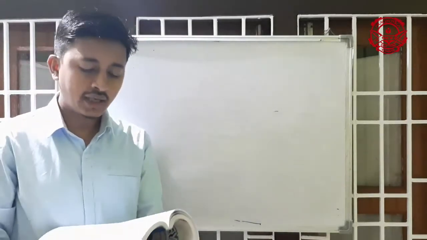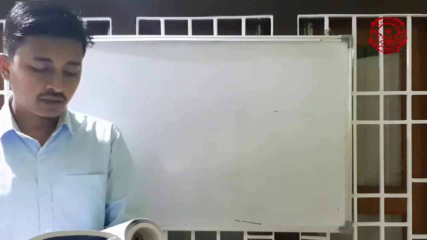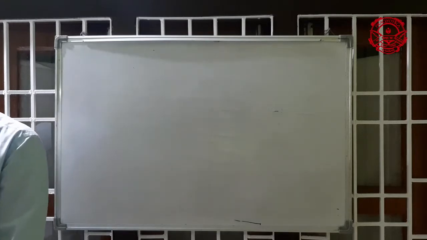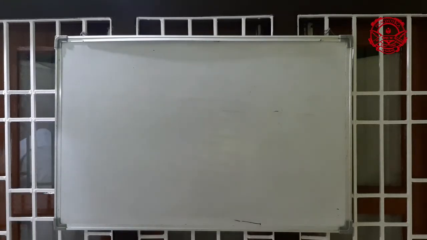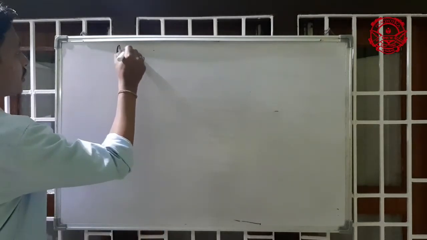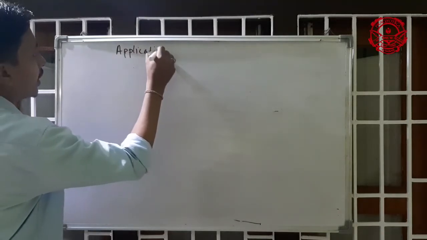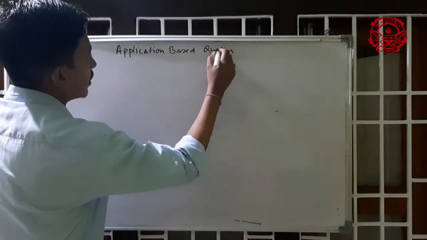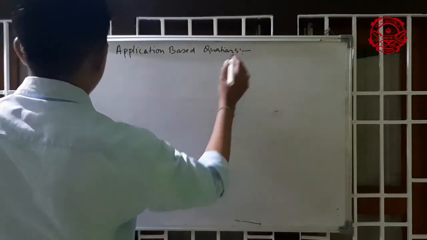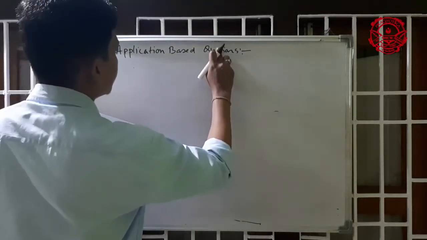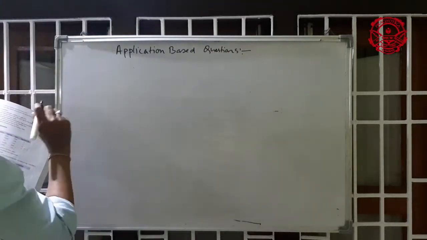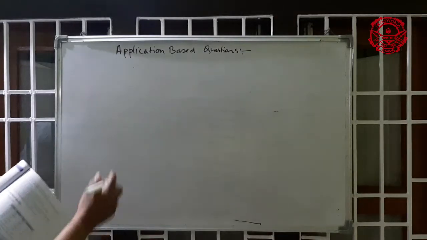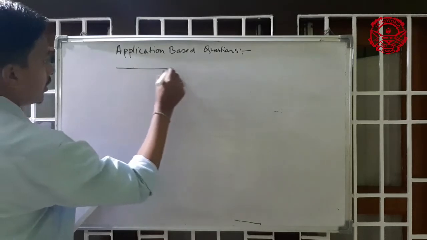Now today we will discuss the application based question. So the first application based question is, I can see in the book there is a table given here. So first I draw this table. Now see, the first question is, consider a given table. You first analyze and draw the table. This is a table.